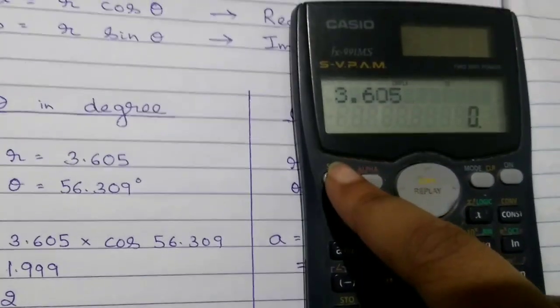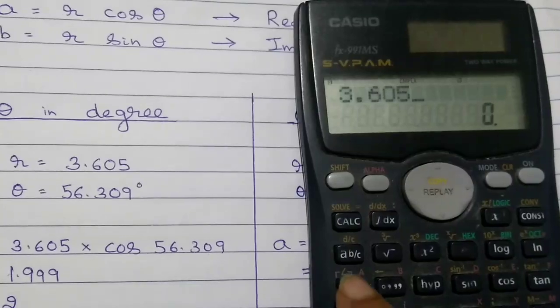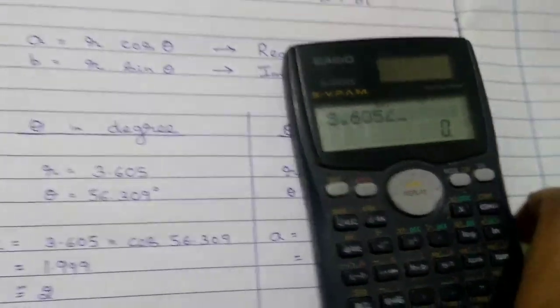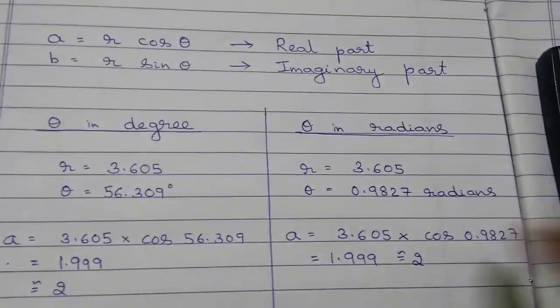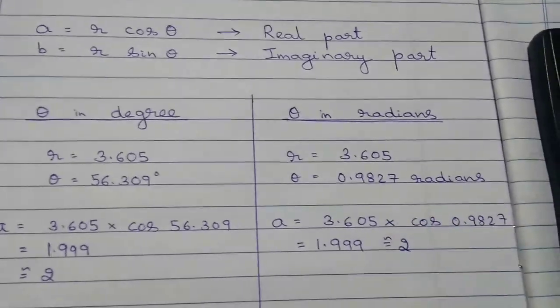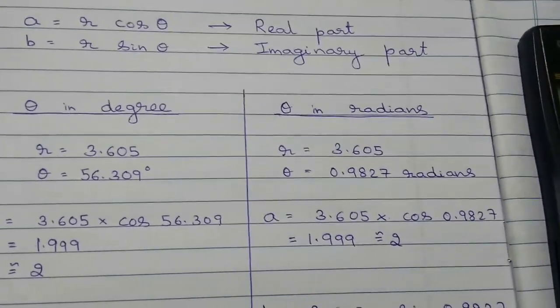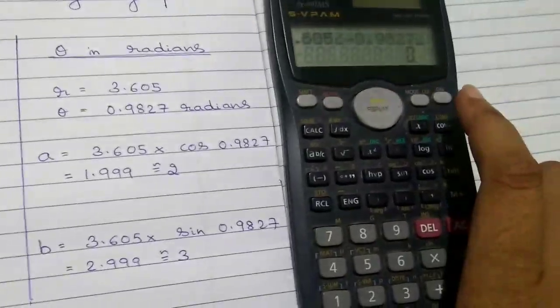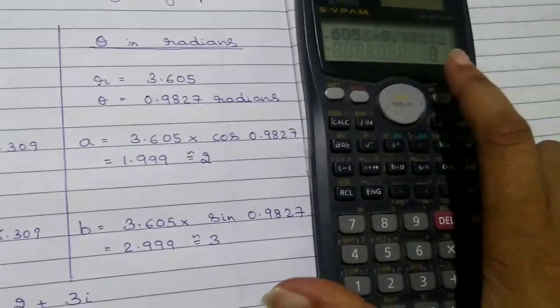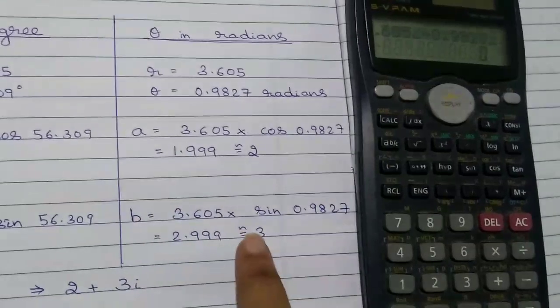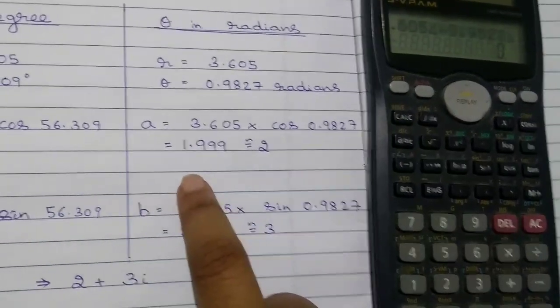To type the angle, I have to use shift, this button, and if we take the angle which is negative, instead of 0.9827, I'll make it negative, minus 0.9827. If the angle is negative, only the sign of the imaginary part changes, not the real part.